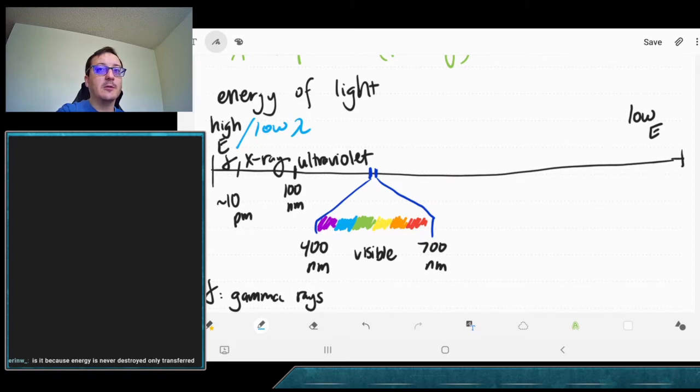So if we want to keep talking about things, if we now start talking about lower energy, higher wavelength, on the other side we have infrared here. Infrared light we can detect. We can't see it per se, but we can detect it as heat. We feel infrared light. We can't see it, but we can feel it.